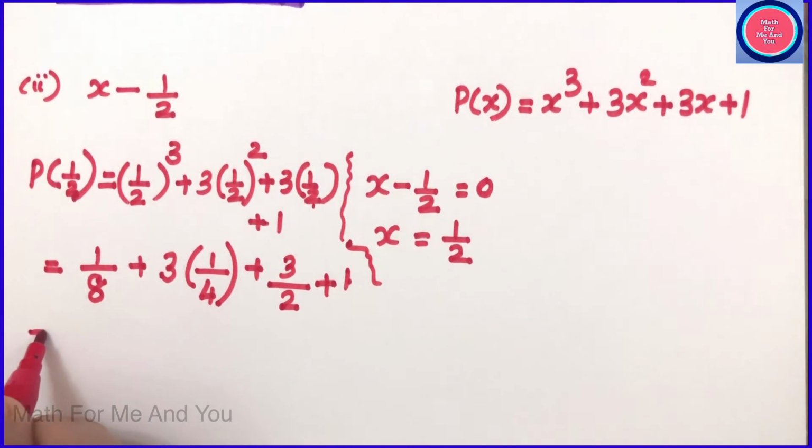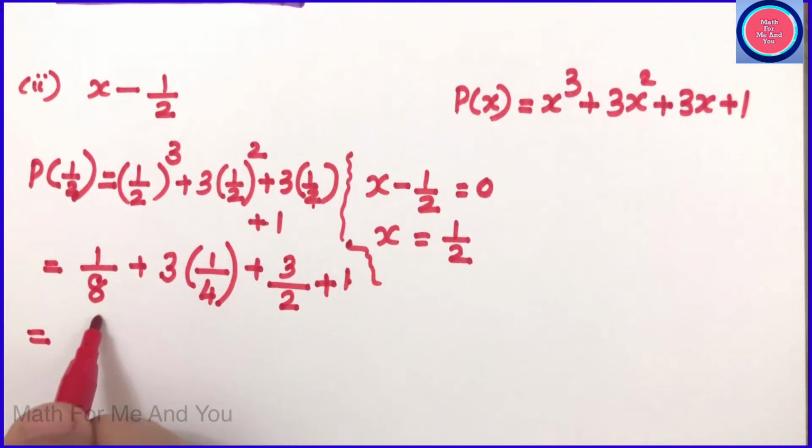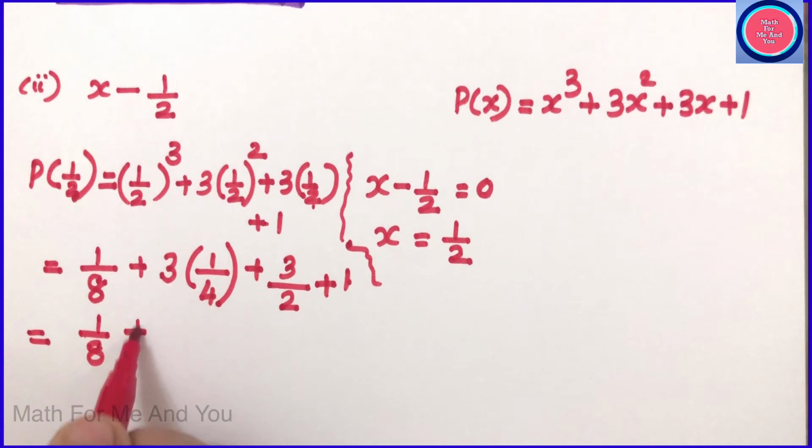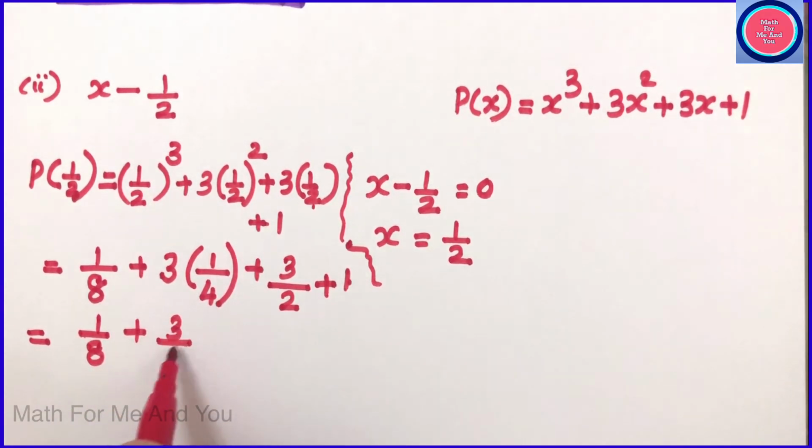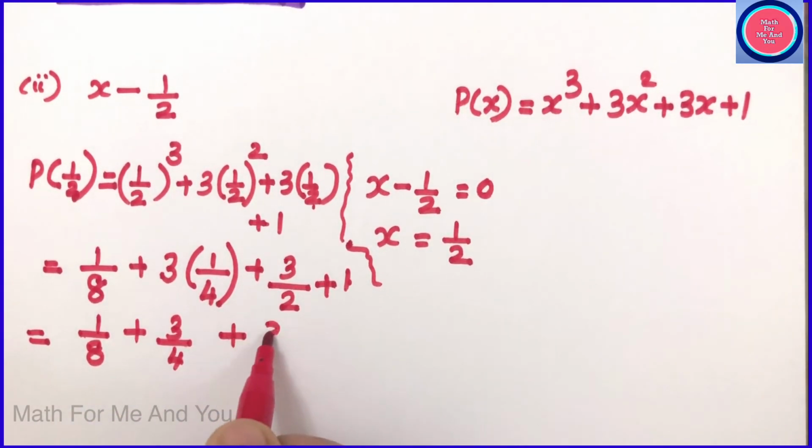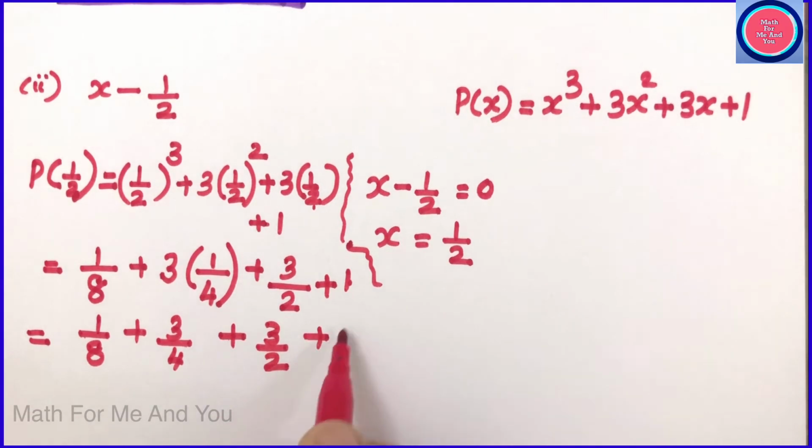Again we can see a bracket. We need to simplify that. 1 over 8, write same number as it is. 3 times 1 is 3 over 4 plus 3 over 2 plus 1, we write same number. Now we need to get the total. For that, 1 also we change as a fraction with the denominator 1.